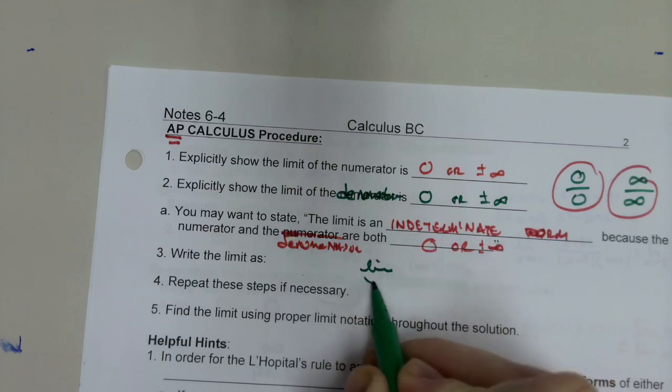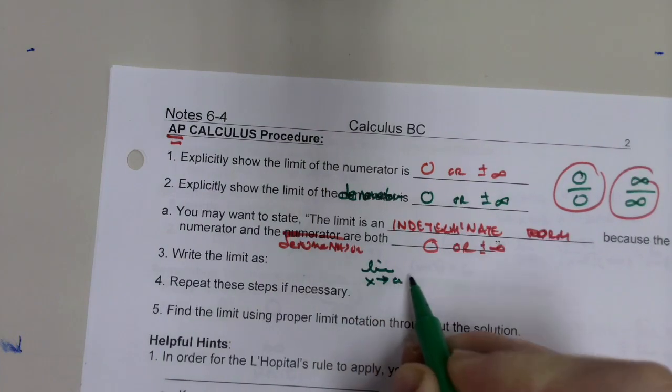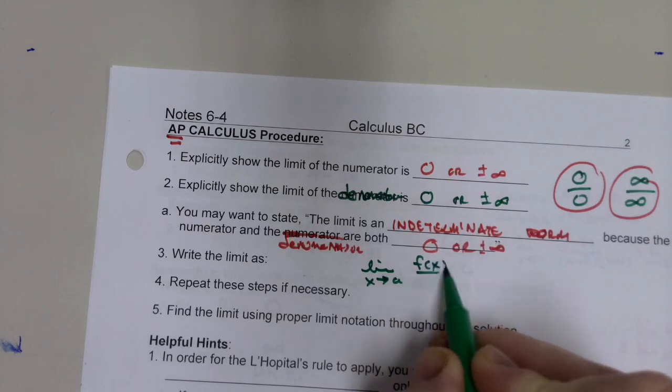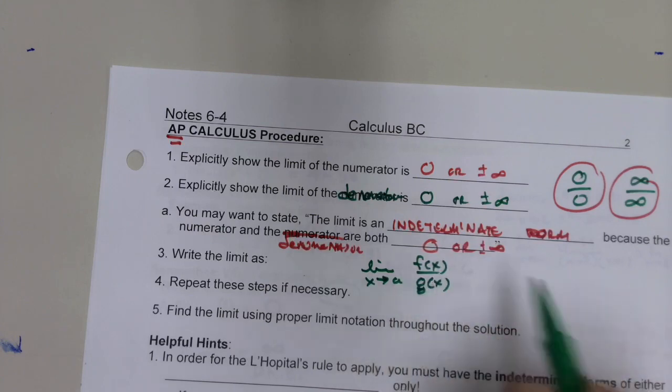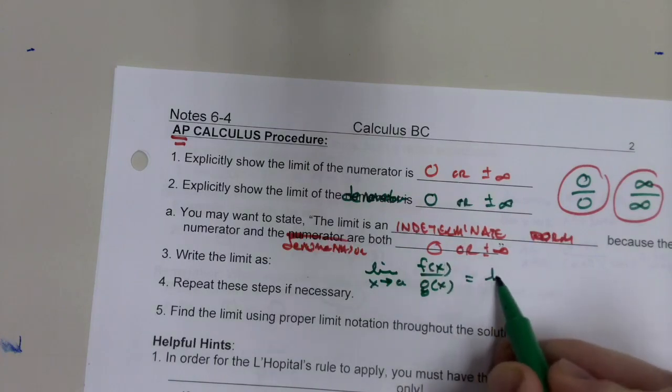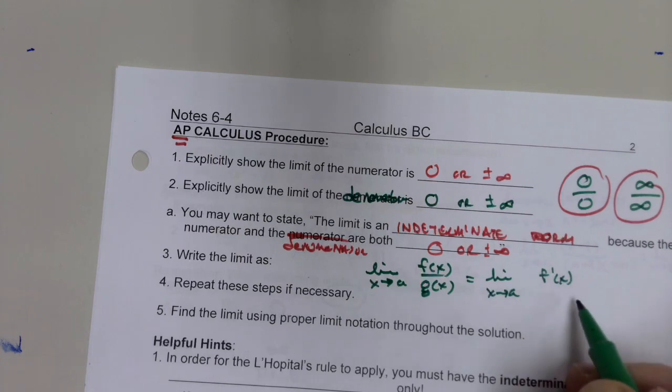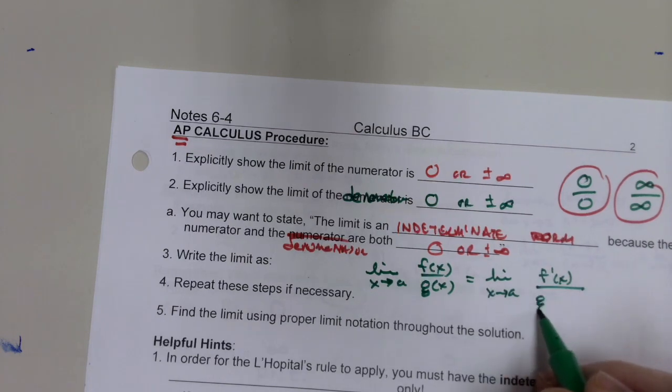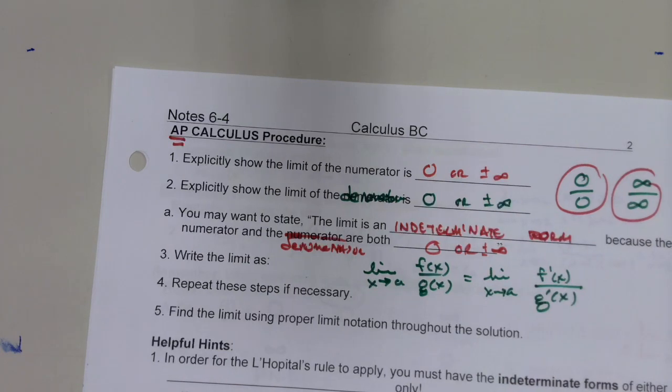We started off with something that could have been the limit as x goes to a of f of x over g of x, and we had the indeterminate forms. We would rewrite this by taking the derivative of the numerator, f prime of x, and separately the derivative of the denominator. Okay? Then we would simplify this.